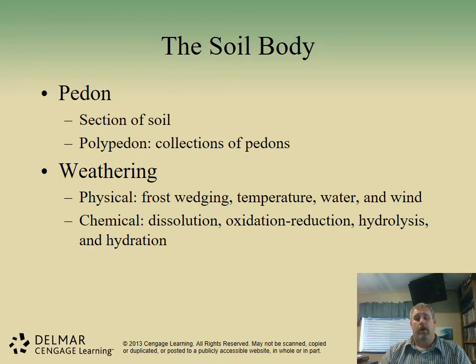When we start to understand the pedology or how we start to look at this, we have to start looking at the soil body, and we start with the pedon, and this is like a section of soil. So this is basically like an area. Take, for example, your house property. That could be one section of soil if it was all a homogeneous type of soil. What would then happen is if you have different areas of different soil formations, you could then collect all those together into the polypedon.